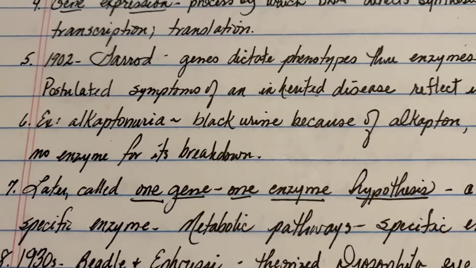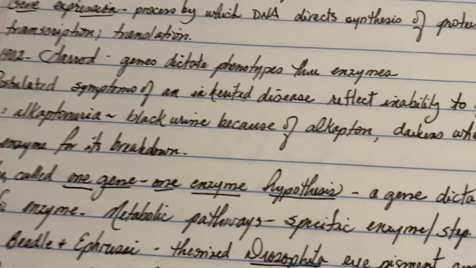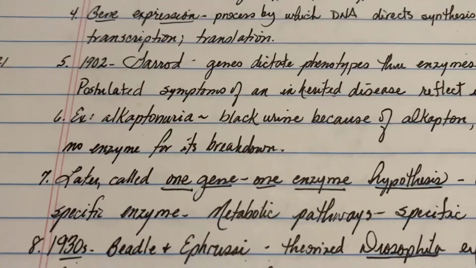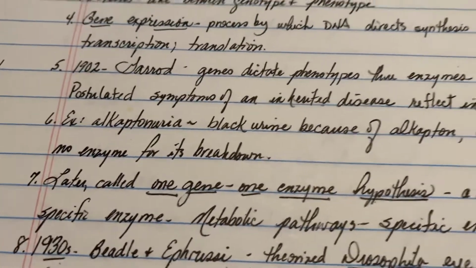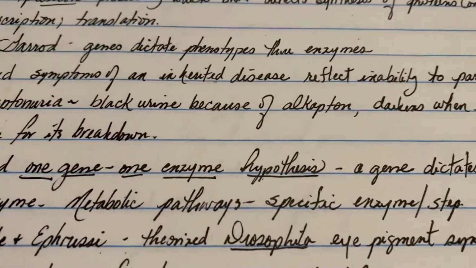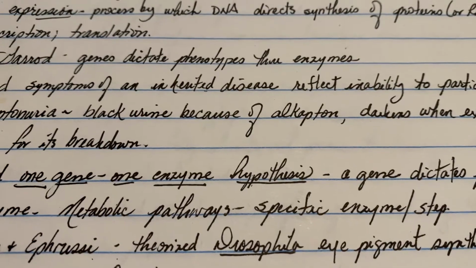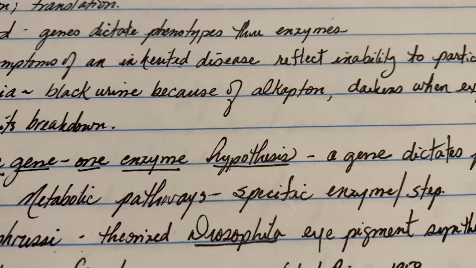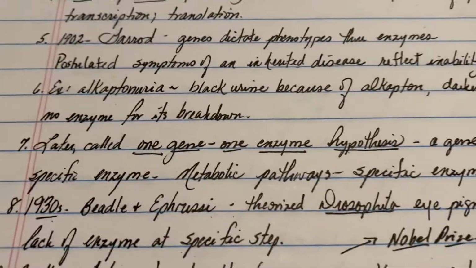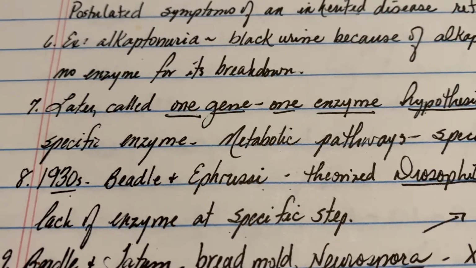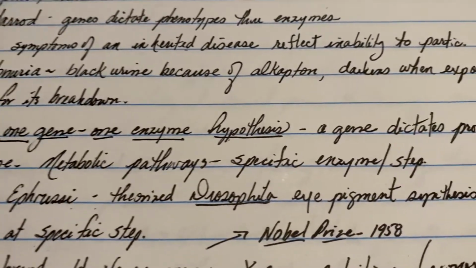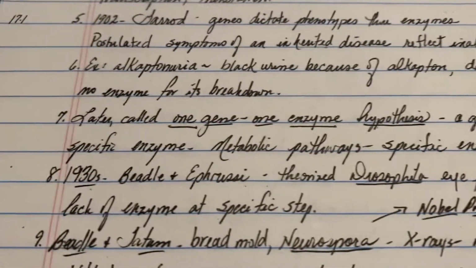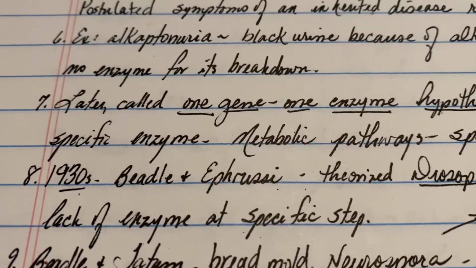Later, this was called the one gene, one enzyme hypothesis, where a gene dictates the production of a specific enzyme. One gene, one enzyme. And so we know this was very important because this led us to a better understanding of metabolic pathways where specific enzymes controlled each and every step. In the 1930s, Beadle and Ephrussi theorized that Drosophila, that's fruit fly, remember, eye pigment synthesis was blocked by a lack of an enzyme at a specific step.